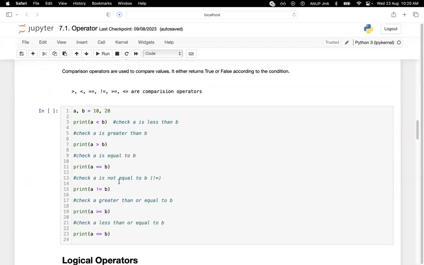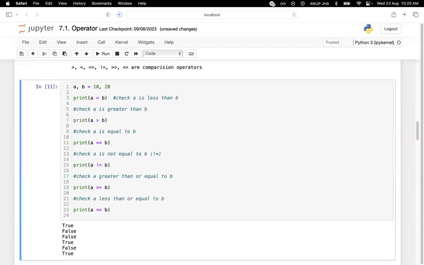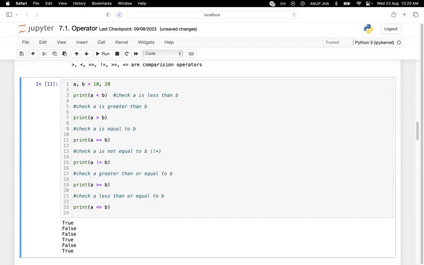So these are called the comparison operators. These operators are used when we want to compare two variables. Let's first, I have taken these two variables as 10 and 20, and let's first run it and then understand how it is working.